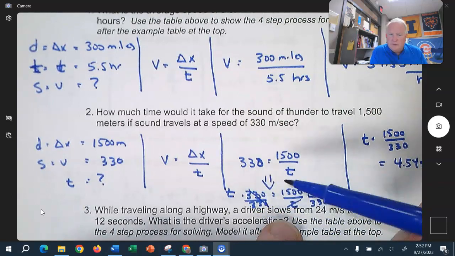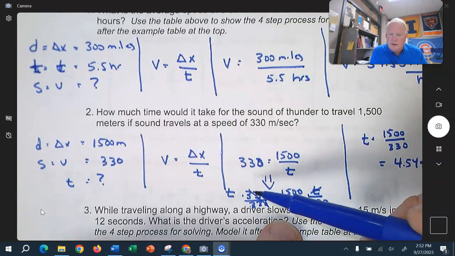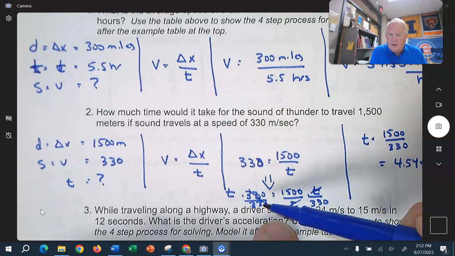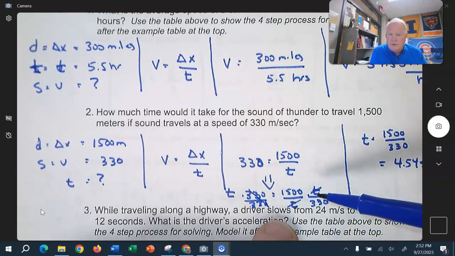Now it's an easier question because now I just got to get t by itself. I got to get rid of the 330. So I divide by 330. Whatever I do to the one side, I do to the other side. Divide by 330. And I get t equals 4.54 seconds.